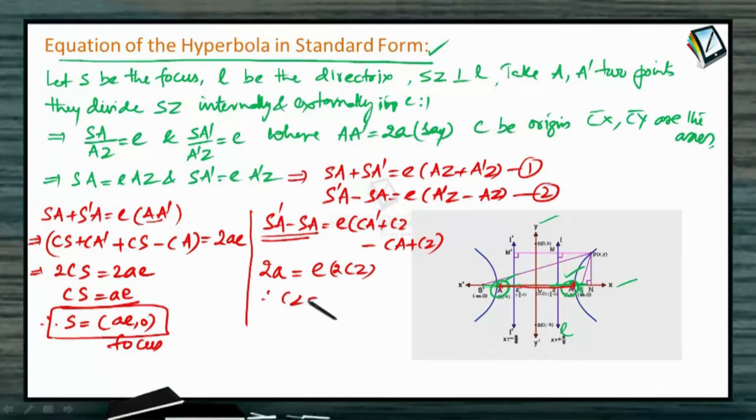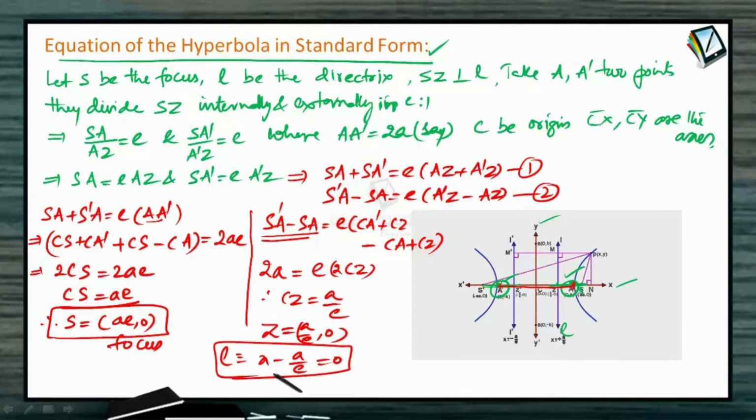Therefore here CZ is equal to A by E, which implies Z is equal to A by E comma 0. When Z is A by E comma 0, then equation L will become X minus A by E equal to 0. This is the fixed line. What do you call it? Directrix. So we got the fixed line and the fixed point coordinates.